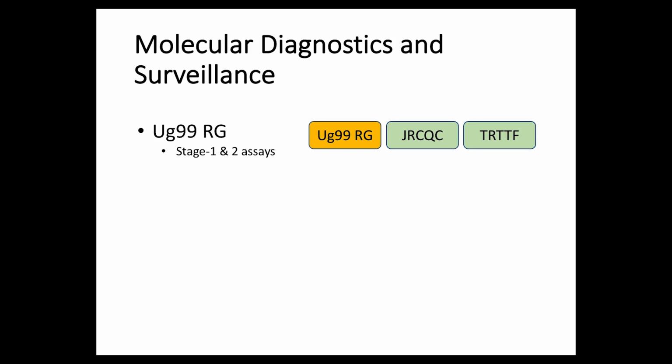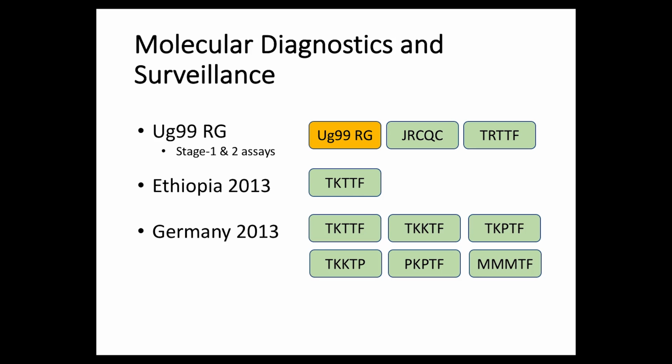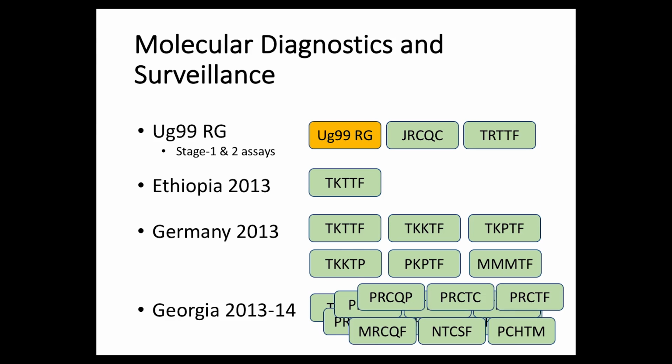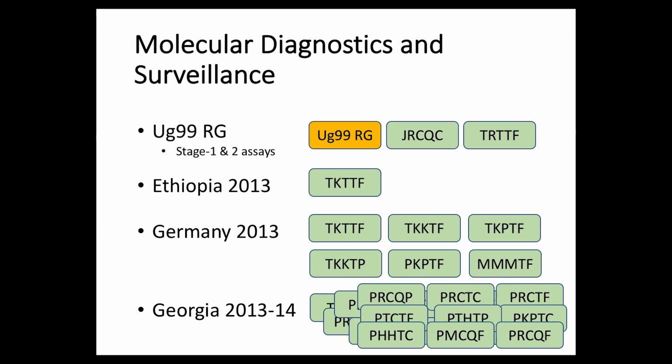And there were really only 2 other race groups within Northeast Africa. And we developed a series of what we called the UG99 race group stage 1 and stage 2 assays. And then things began to change. In Ethiopia, we had the epidemic of the TK-TTF race in 2013. That year we also had the unusual event of stem rust in Germany, and we had 6 more players. And also that year and the following year, we had an event in Georgia, and we had more than just 2 or 3 players. So the picture has now become quite more complex.